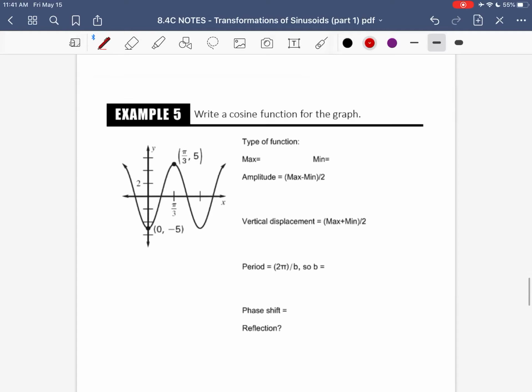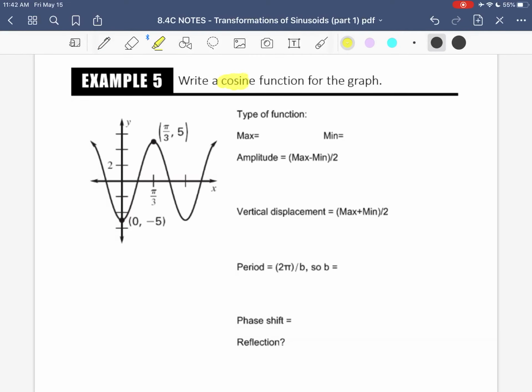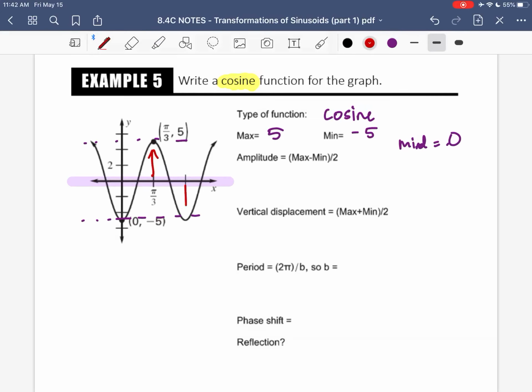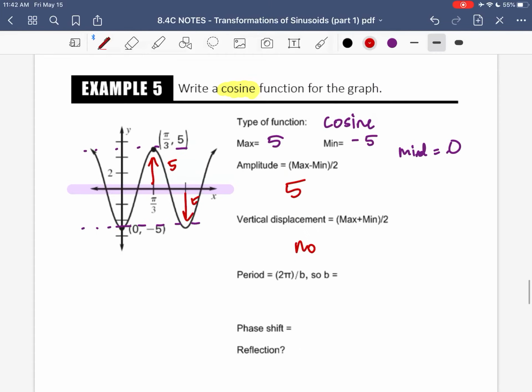Wonderful. Let's try another. This time we're going to write a cosine graph, or a cosine function. So what type of graph? We're going to do cosine. What's our max and min? Our max is right here at 5 again. Our min is at -5. Interesting. So right in between 5 and -5, that midline is just 0. So amplitude in between 0 and 5, I'm going to go ahead and highlight my midline in here. Here's the middle right there. How far do we go up and down from that? Well, we go up and down 5. So our amplitude is 5. Vertical displacement, our midline stayed at 0, so no vertical displacement.